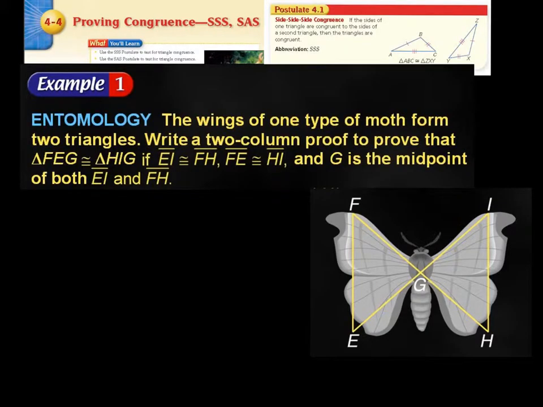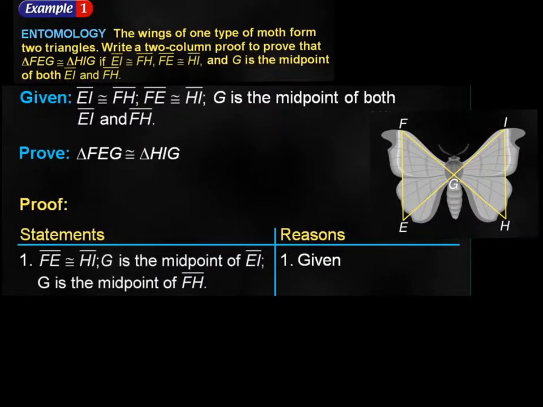The wings of one type of moth form two triangles. Write a two-column proof that triangle EFG is congruent to triangle HIG, if EI is congruent to FH, FE is congruent to HI, and G is the midpoint of both segments EI and FH. Well, they gave us lots of given.